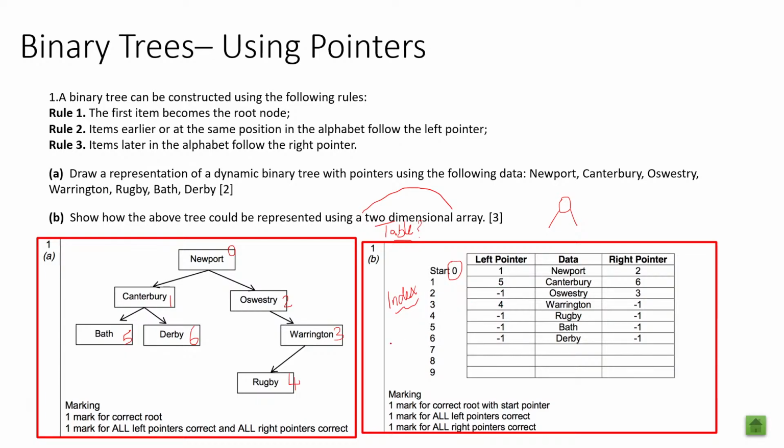Now, if it doesn't have a pointer, like this Rugby, right? It'll have a -1 in there. Okay?